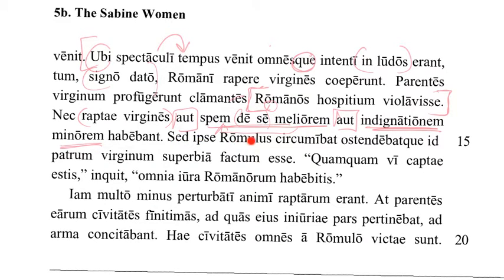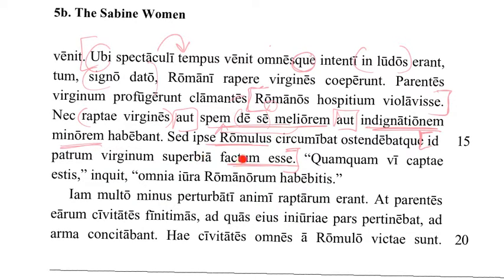Sed ipse Romulus circum ibat, ostendebatque, id patrum virginum superbia factum esse. Okay, let's not blame the victims. Let's just blame the parents. Okay, ipse Romulus. This is an intensifier, Romulus himself. Here's your subject. Verb, of course, is circumibat. So Romulus did two things, circumibat and ostendebat. Ostendebat is showing. Knowing, sensing, saying. It's like a kissing verb. He's showing that. He's saying that. So that introduces an accusative infinitive construction. Starting here with id. So there's your accusative, and it ends, of course, at the infinitive over here. Factum esse.